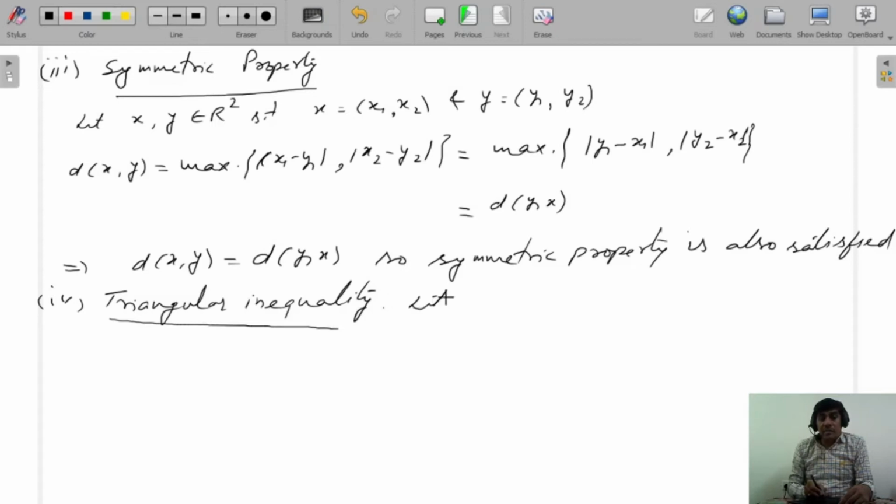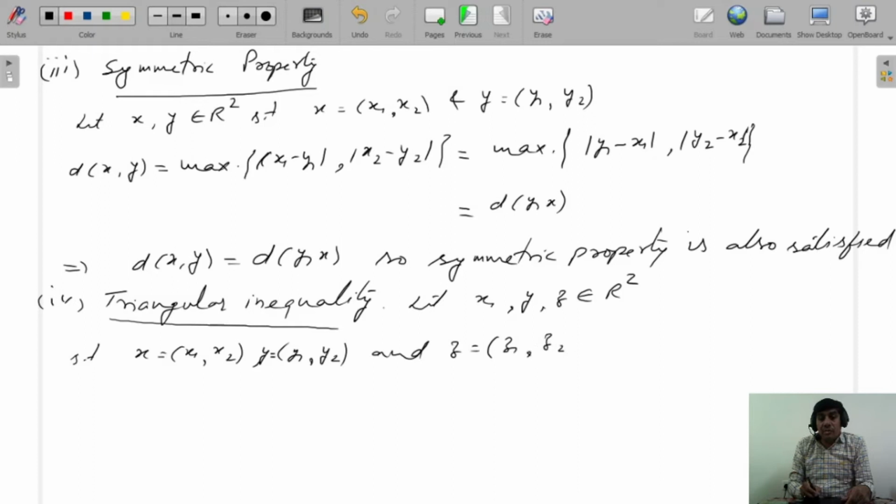Let x, y, z belong to R square, such that x is equal to (x1, x2), y is equal to (y1, y2), and z is equal to (z1, z2).